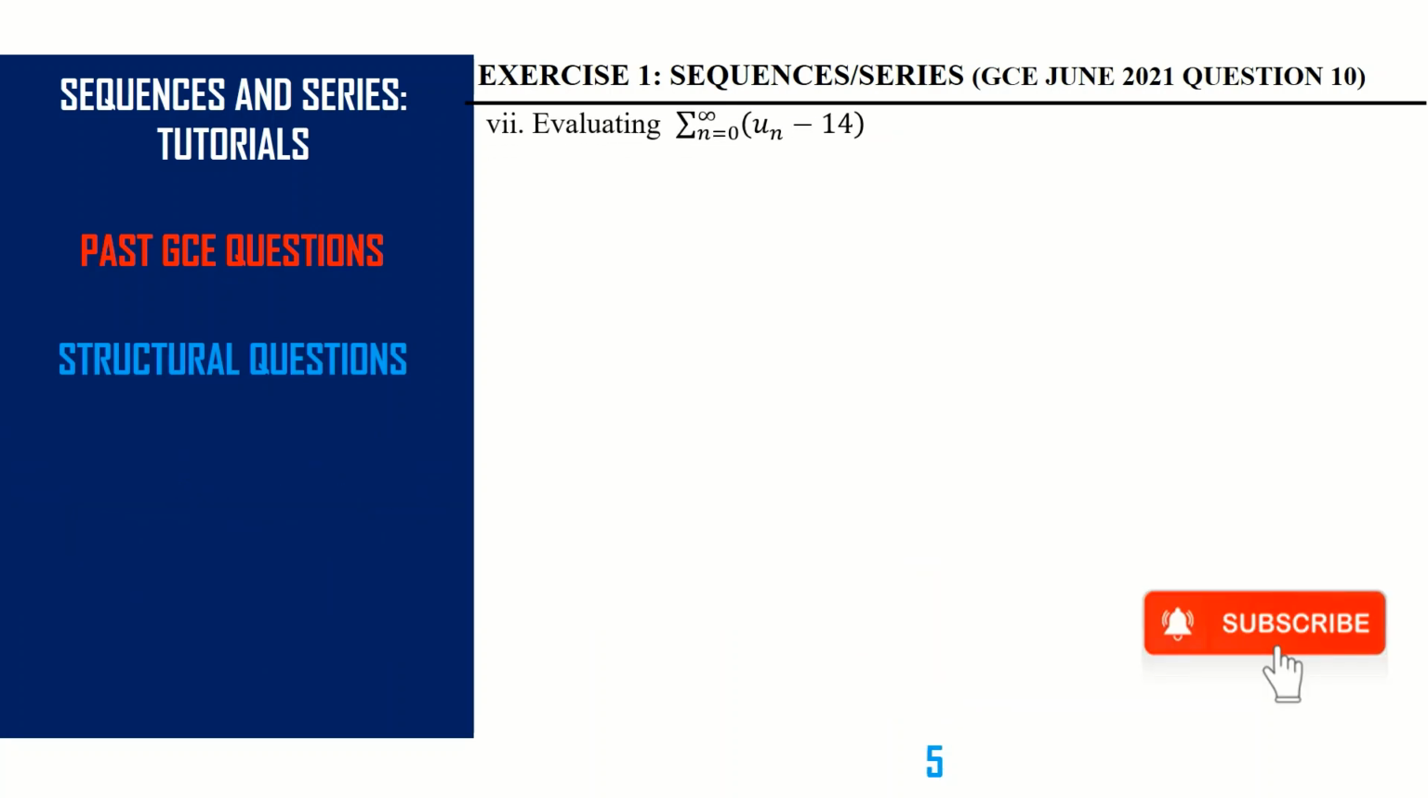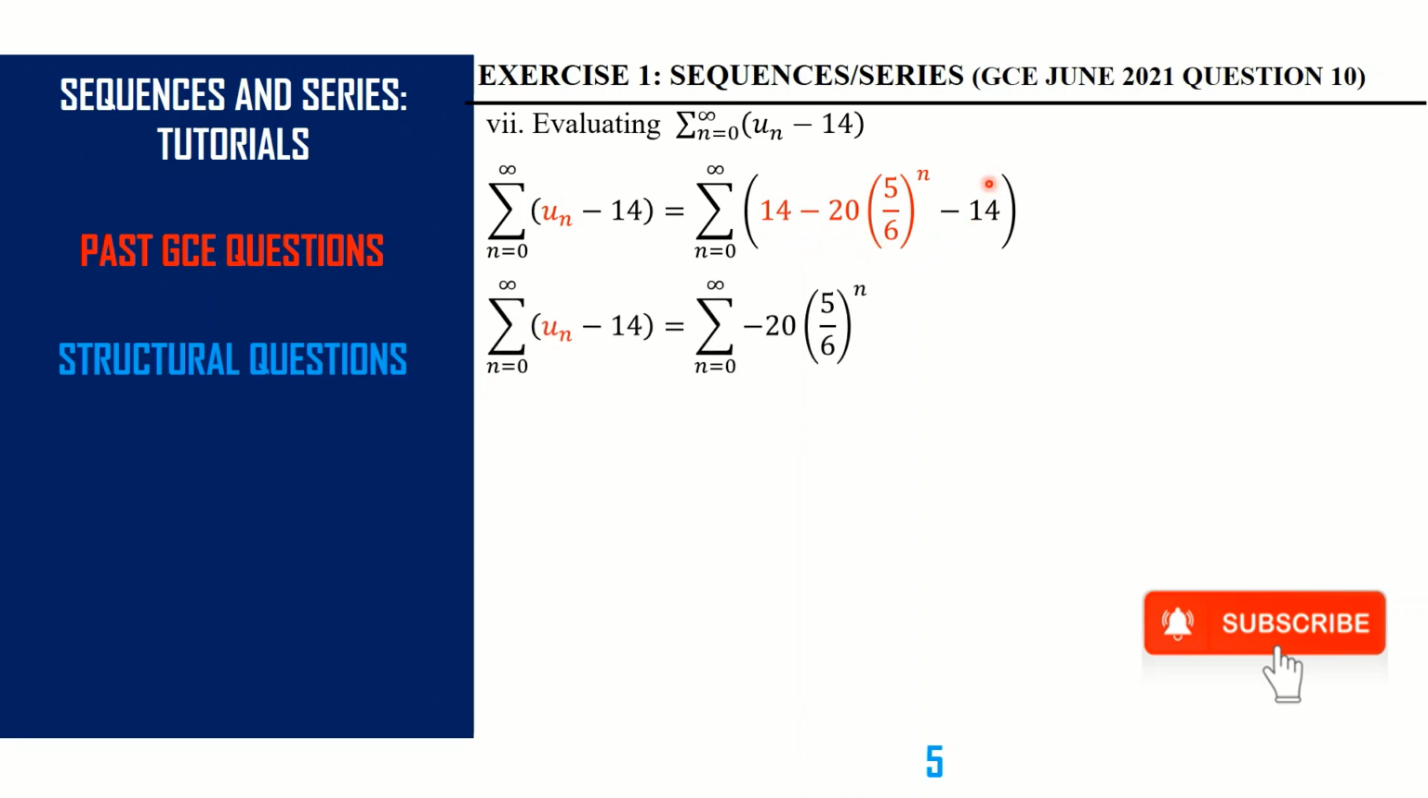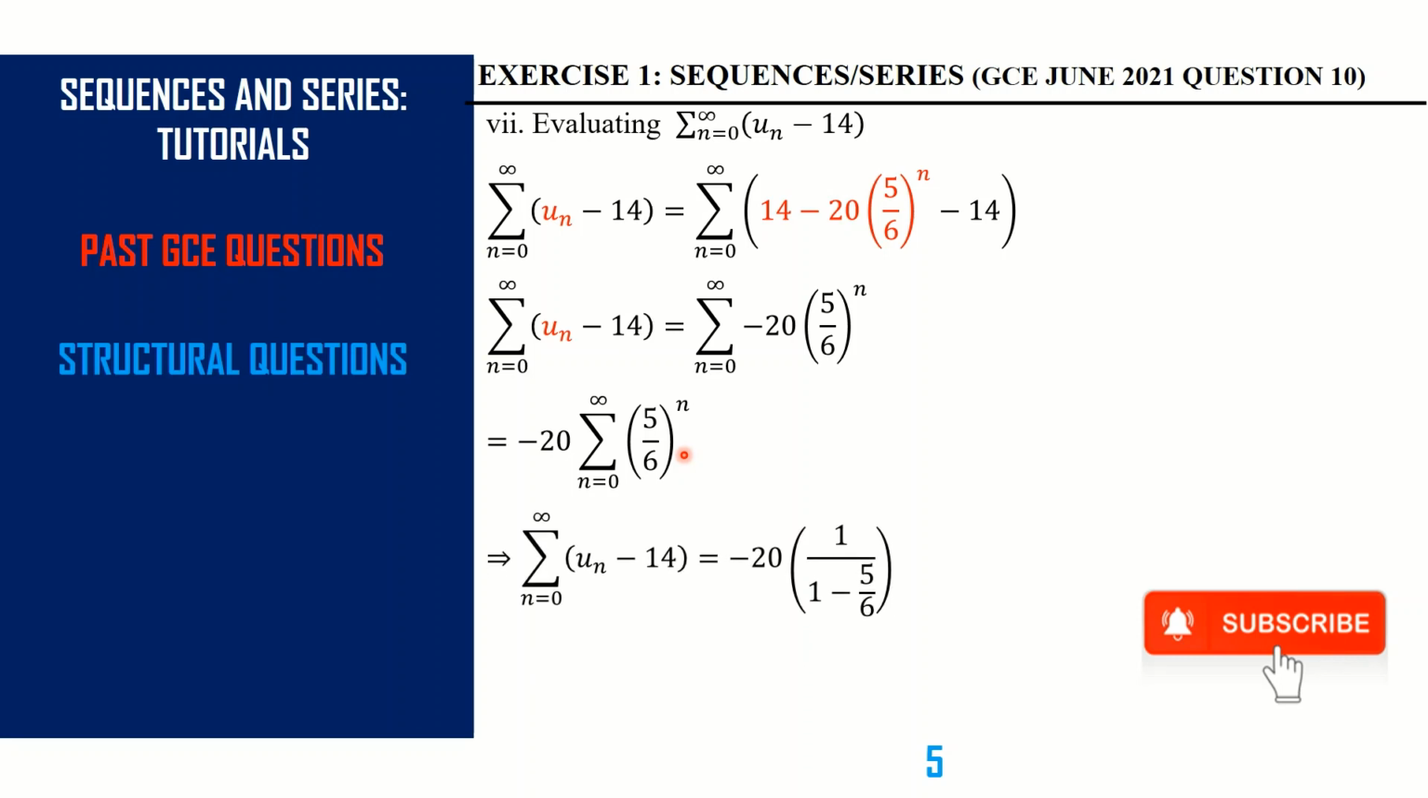Alright, the last part is asking us to evaluate the sum from n equal to 0 to infinity of Un minus 14. We just replace Un: as you can see, Un is 14 minus that. So 14 minus 14 is going to give us 0. So we just get the sum from n equal to 0 to infinity of negative 20 times this. We can bring out the negative 20, and then we see that this is a GP. You have to find the sum to infinity of a GP. The first term is when n is 0, which is 1, and the common ratio is 5/6.